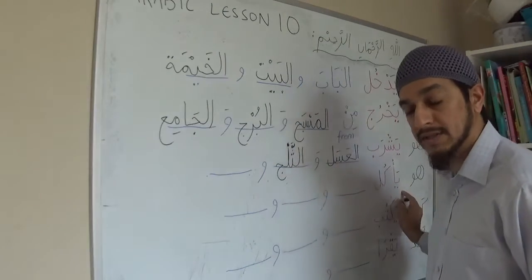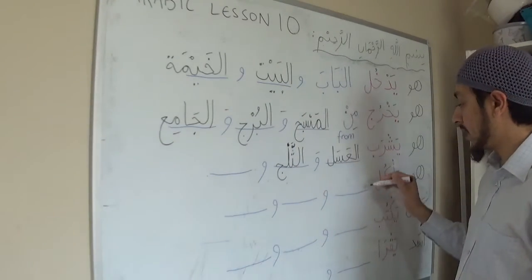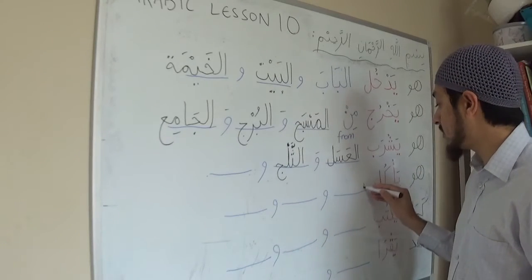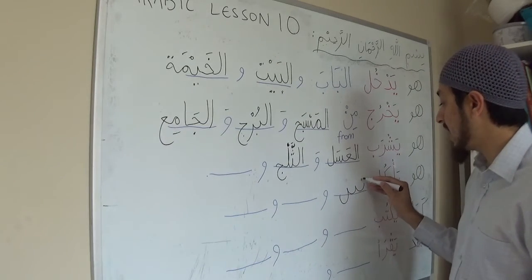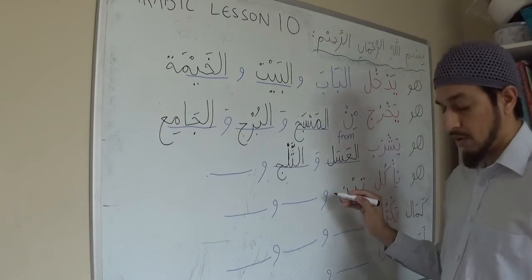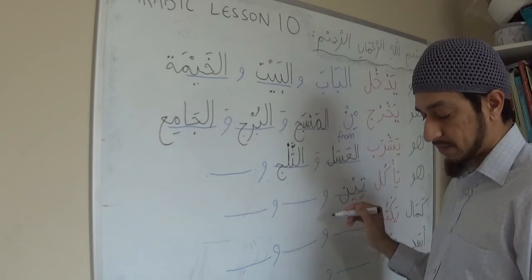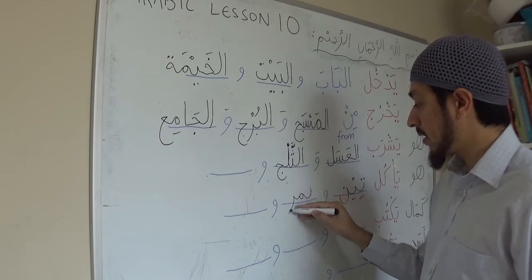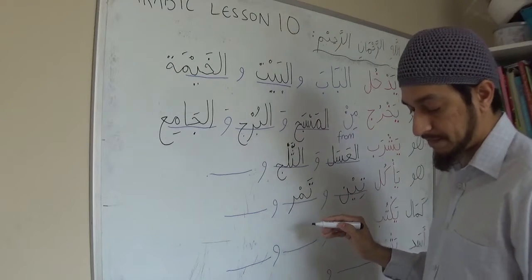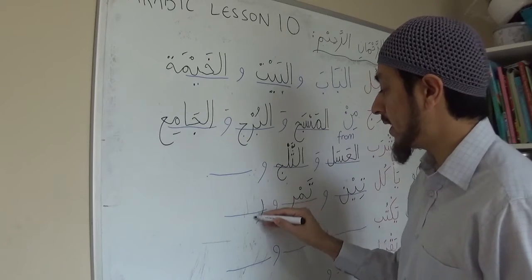هو يأكل. He is eating. And this time I'll use it just not the specified form. هو يأكل تين. He's eating a fig. وتمر. He's eating a date. ورمان.